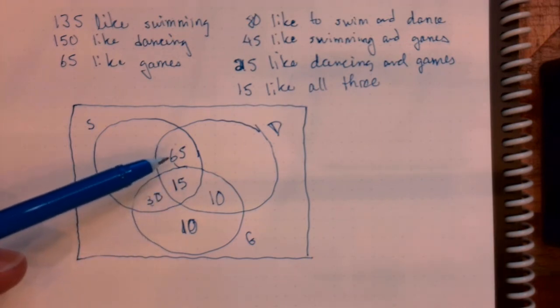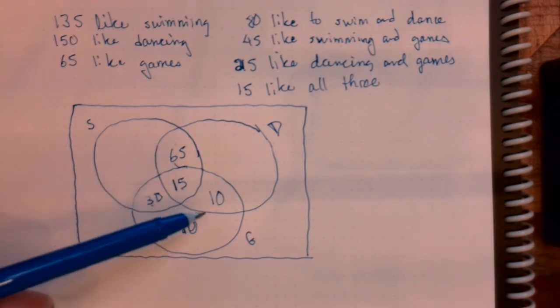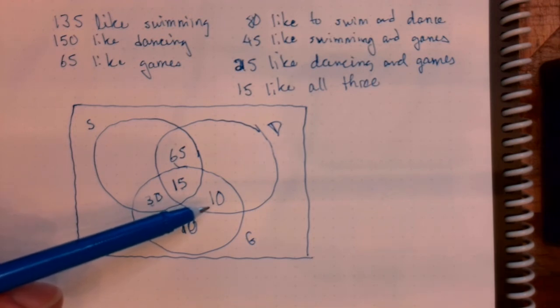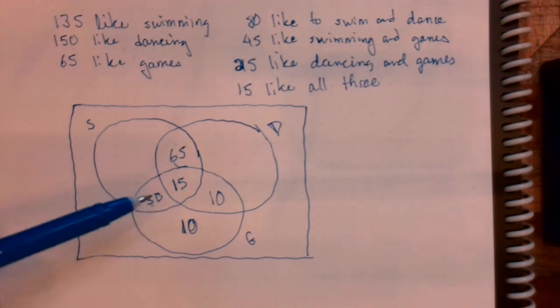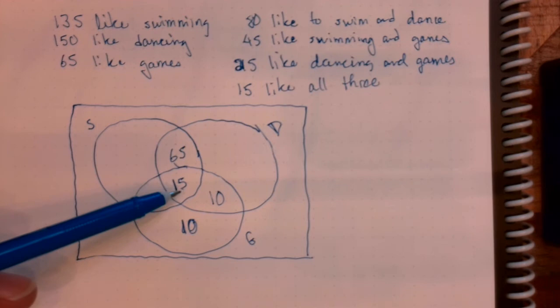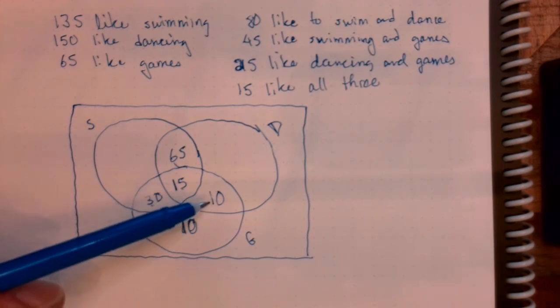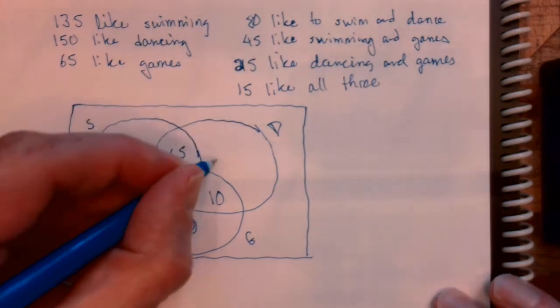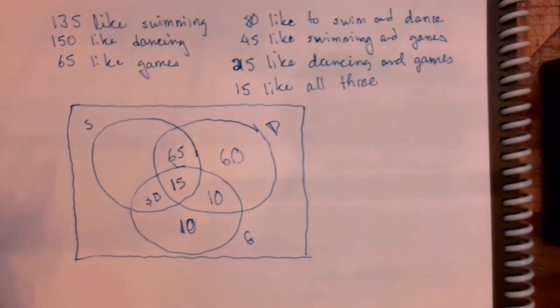So 65 plus 15, that's 80. That's 90 if we add in this 10. So 65 plus 15 is 80, plus 10 is 90. We got to get to 150, so there must be 60 right here.